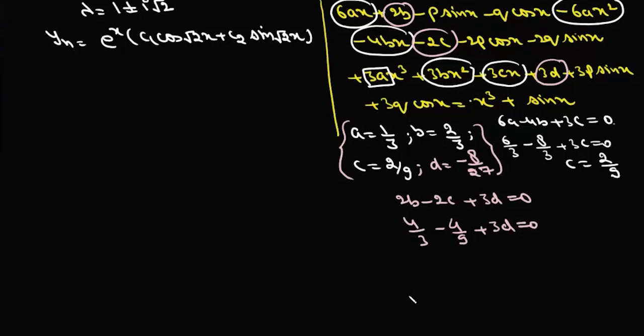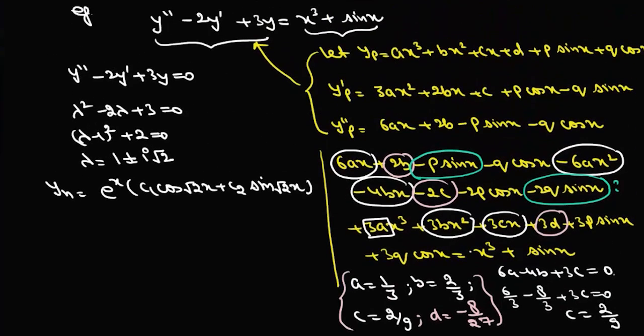Now we look at the coefficient of sin x. Here it is minus p sin x, and this is minus 2q sin x. I think it should be plus 2q. Let's check. This is minus 2 and y dash has minus q. So minus 2 into minus q will be plus. So we should have a plus sign here.